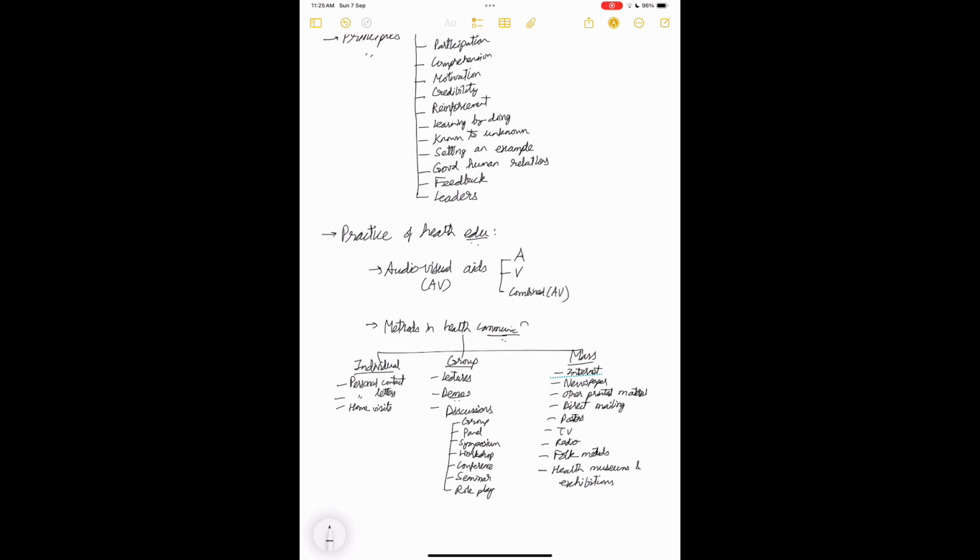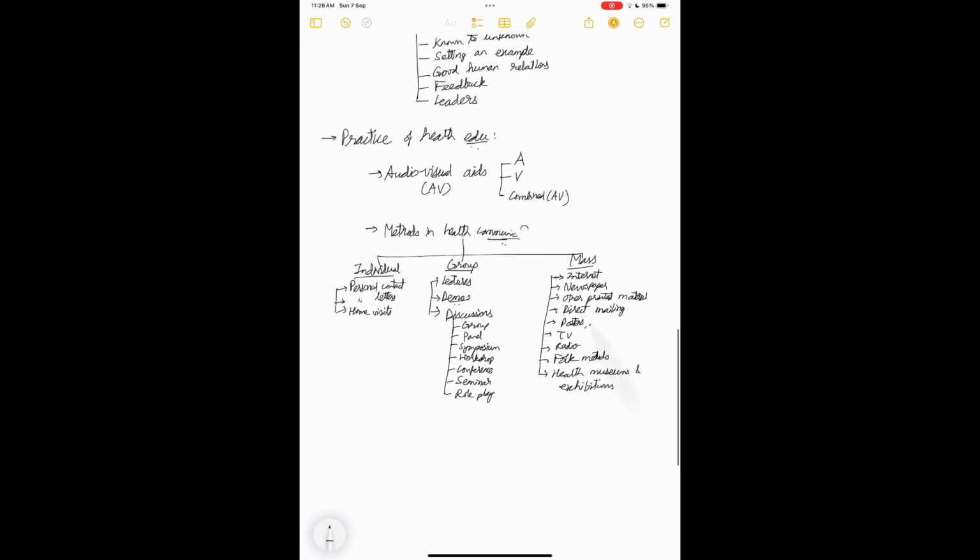And finally, we have a short note on planning, management, administration, and organization, which in my opinion is not very important. So we have finally come to the conclusion of this chapter.